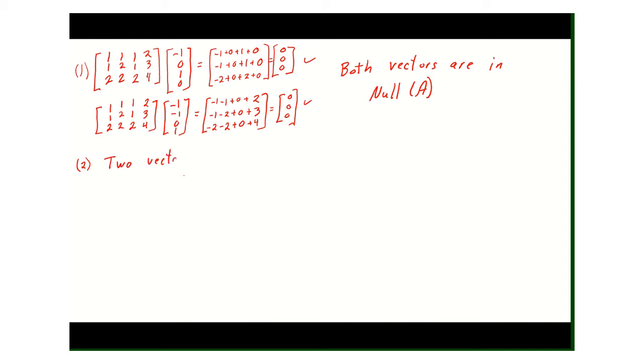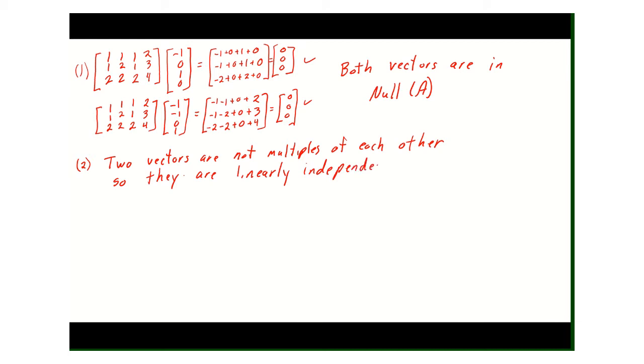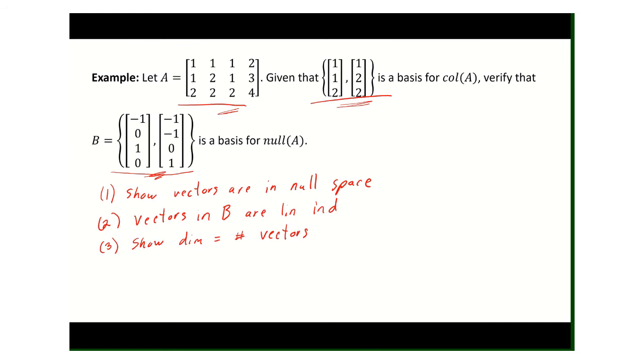So two vectors are not multiples of each other. So they are linearly independent. So that's done. Now the third one is saying, if we go back to here, it says to show that the dimension of our vector space is equal to the number of vectors.